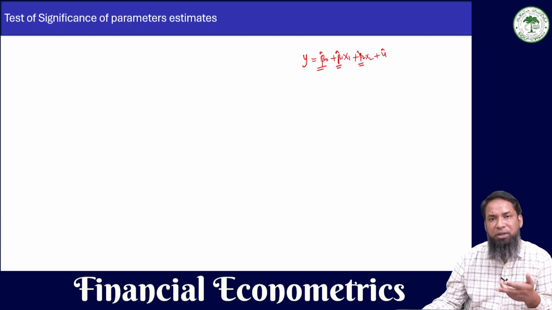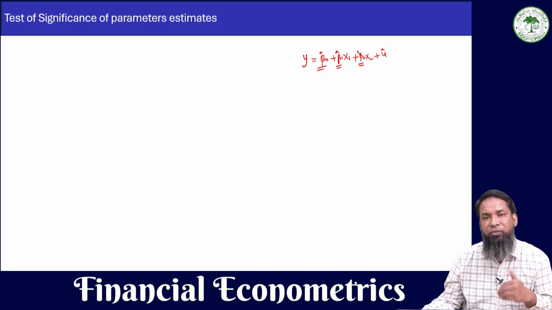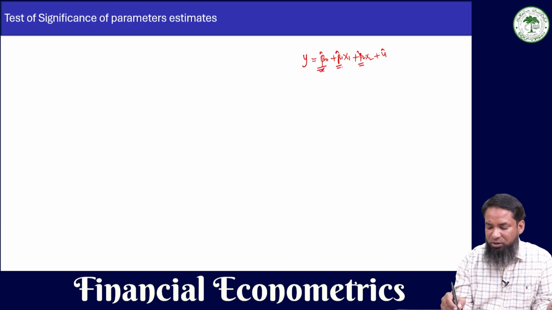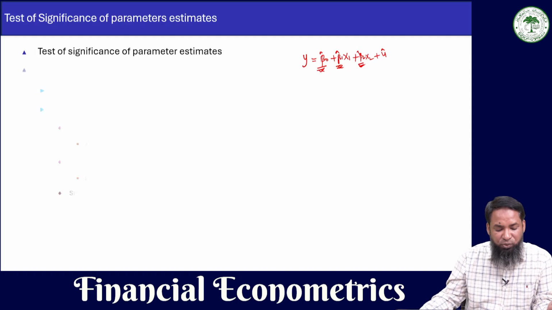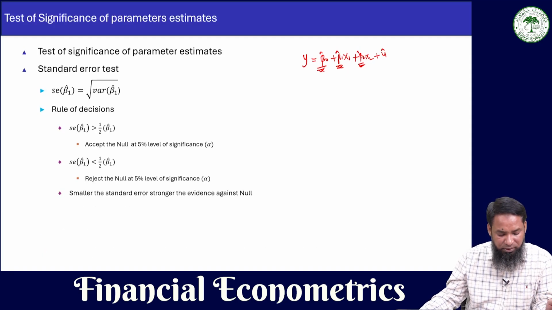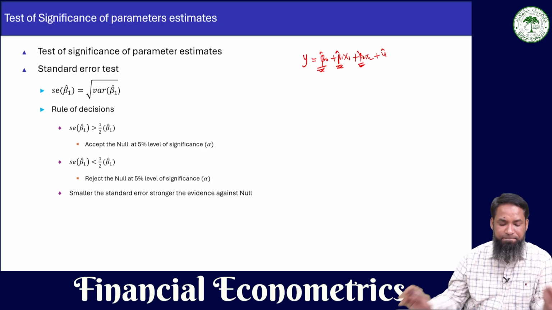And we have already discussed the mean and variance of these. That means we have already talked about the distribution of these estimates. Once we know the distribution, then we can devise a strategy, or formulate test statistics, to examine the significance of these estimates. So there are two approaches. One approach is what we know as the standard error test.